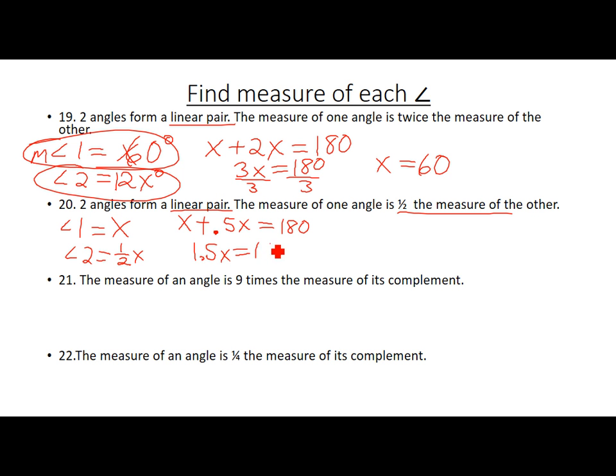1.5x equals 180. Somebody help me out, divide 180 by 1.5. What's x equal? 120? Yep. So x equals 120. So what's the measure of angle 1? X equals 120, right? What's half of 120 if we plug in there? 60. So those are the two angles.